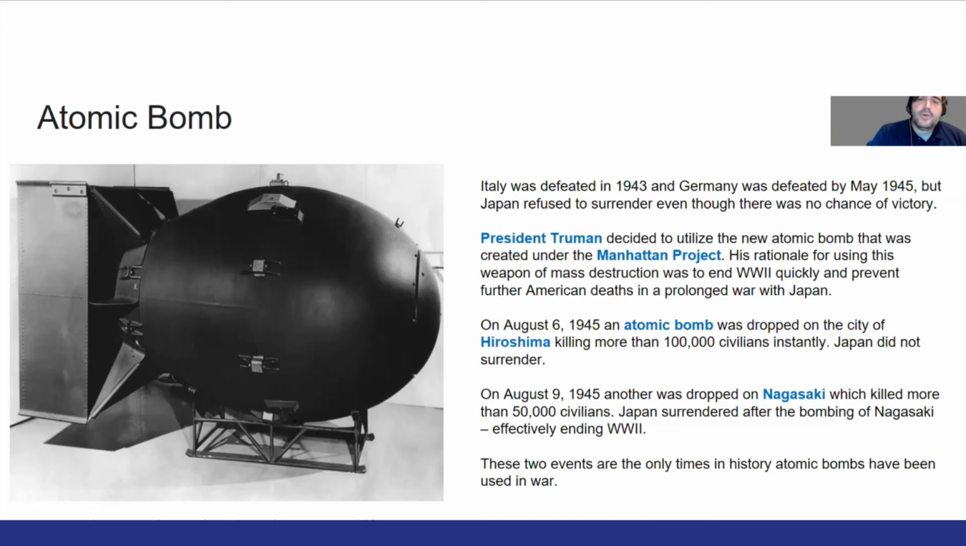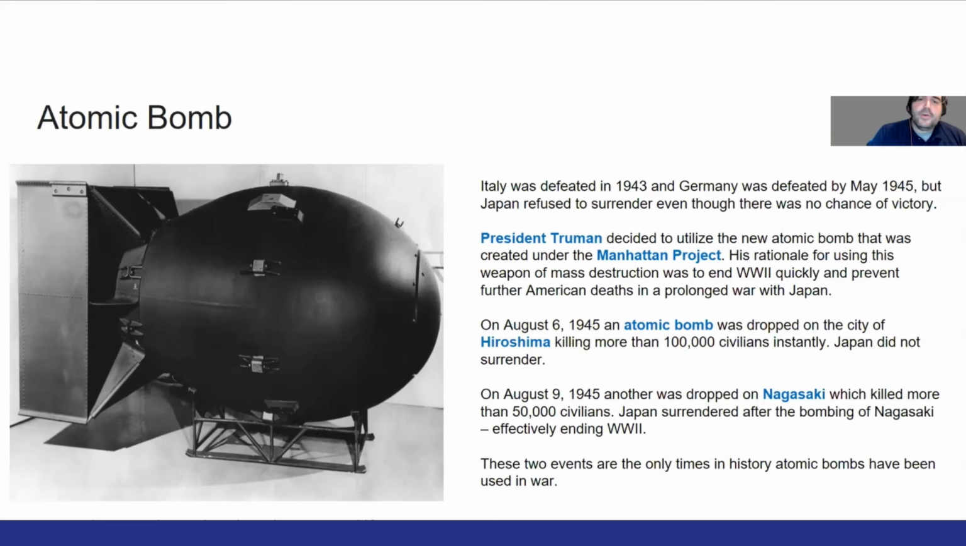So President Truman decided to utilize a new atomic bomb that was created under the Manhattan Project. His rationale for using this weapon of mass destruction was to end World War II quickly and prevent further American deaths and a prolonged war with Japan. The Manhattan Project was a secret project run by a man named Oppenheimer, to try to create pressure to identify a singular atom, crack open that atom. And what they found was the intensity of the explosion that occurred when you were to crack open one atom is well over 1 million tons of dynamite.